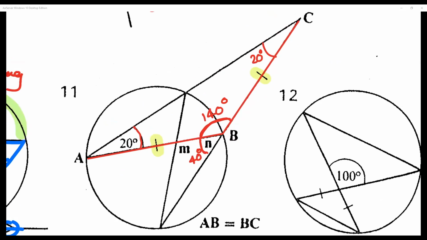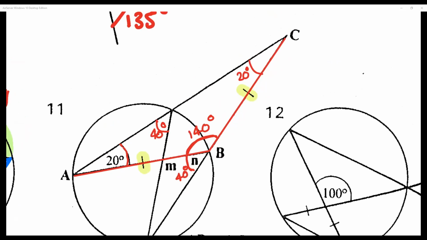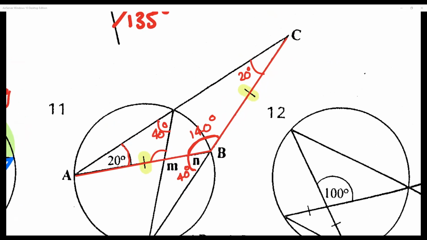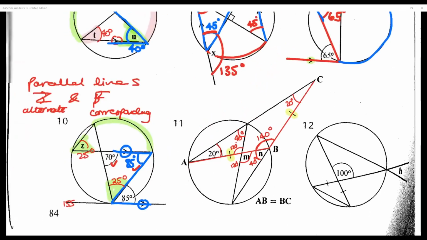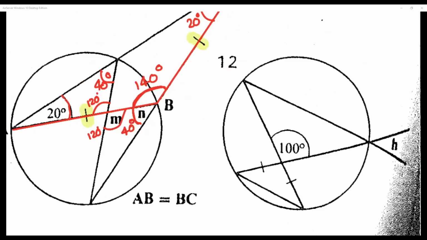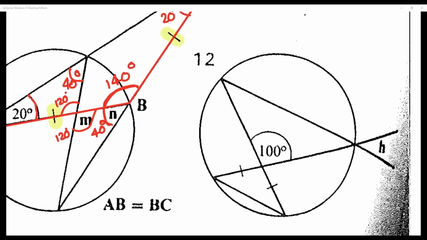If that's 40, what will this one here be? 40. Okay, if that one's 40, 20 plus 40 is 60. What will this one be? 120. And then what will that be? 120. Sorted. Lovely.